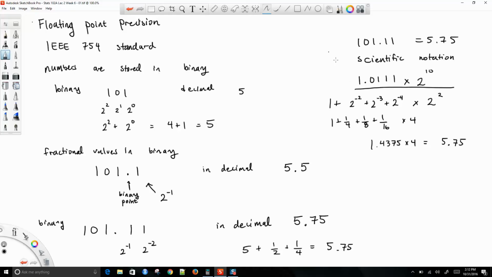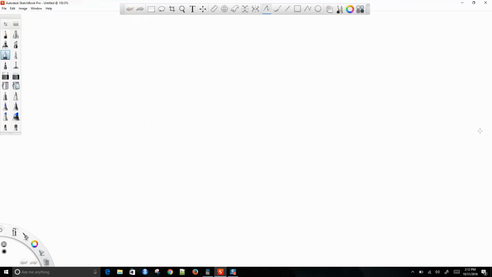Okay, but we're basically going to use scientific notation in binary. So we've got binary scientific notation here, and this is how we're going to try to represent values in the computer using binary scientific notation. Is this okay? Any questions on this? We're good? Okay. So, how can we do this?